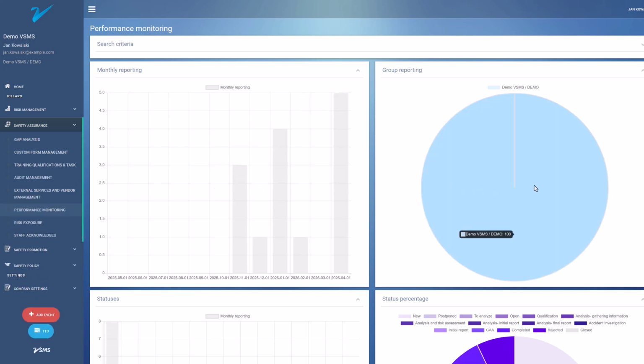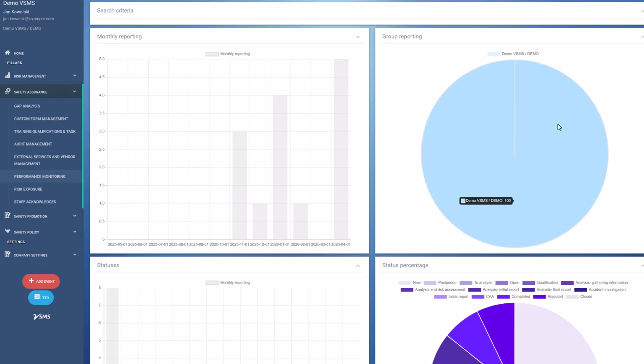2. Temporal trend analysis. The monthly reporting bar chart tracks the volume of reports over time. This helps you identify seasonal trends, spikes in reports during specific months. Reporting culture. A steady flow of reports usually indicates a healthy safety culture where employees feel comfortable reporting issues.